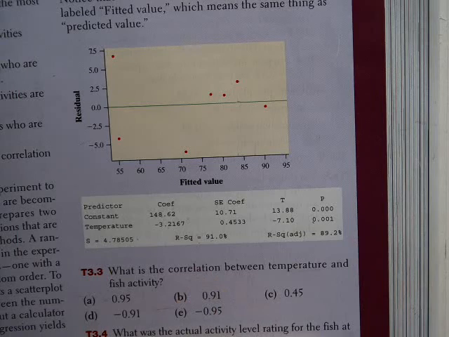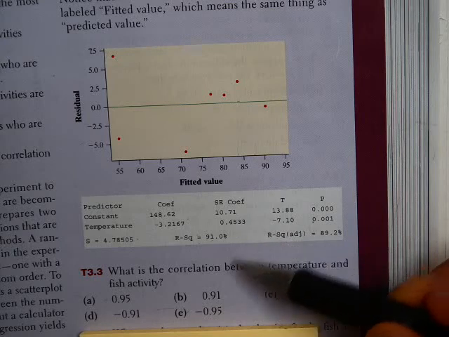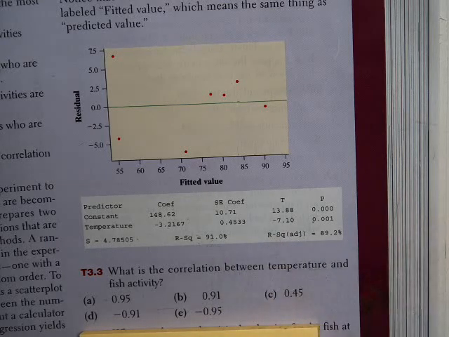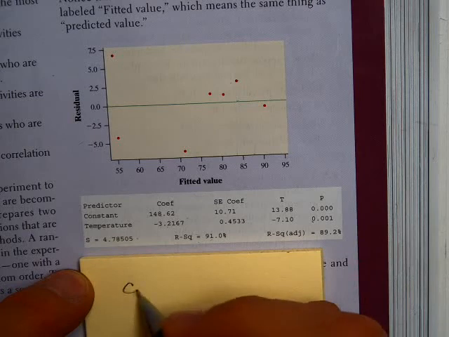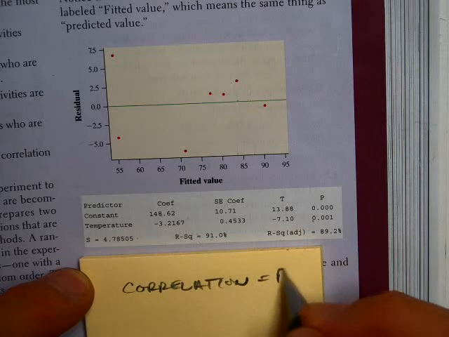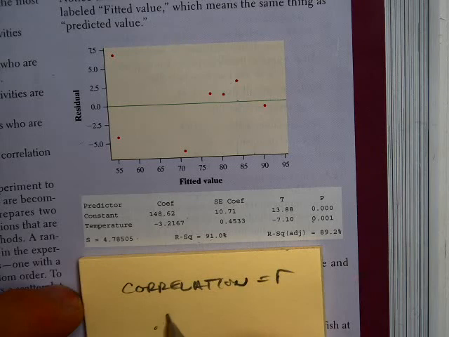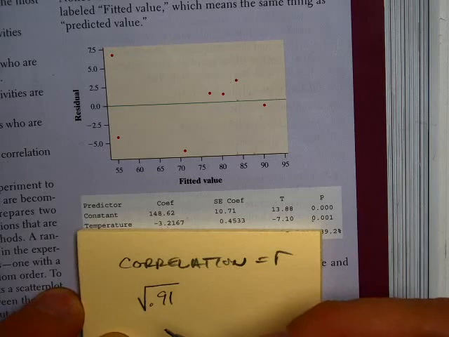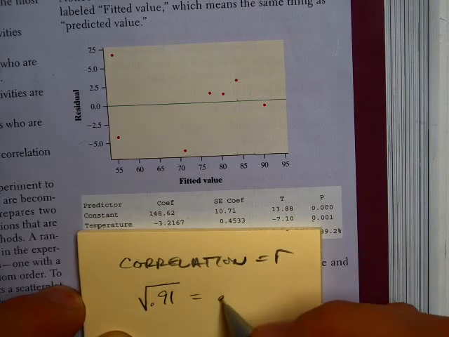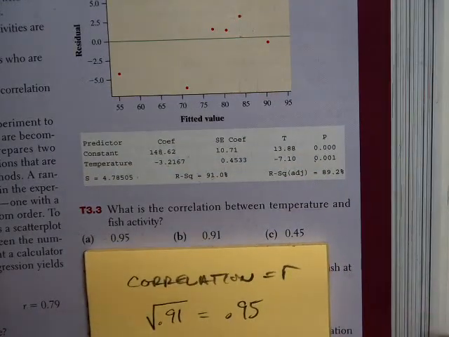So what is the correlation between temperature and fish activity? It would be really easy to jump to 91% as 0.91, but that's not correct because correlation is r, not r squared. So I'm going to take that r squared value, turn that into a decimal, and take the square root of that. Once I've taken the square root, I get about 0.95, and then I can go looking for my answer and go, oh, it looks like it's A. But I would be wrong.